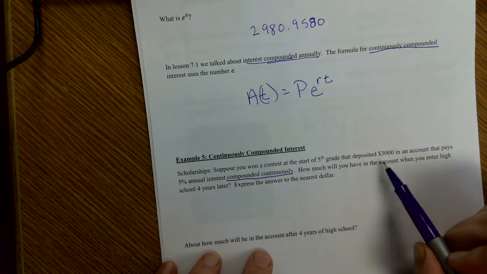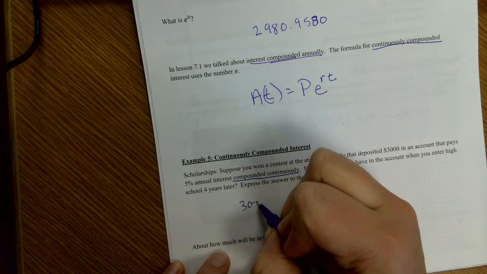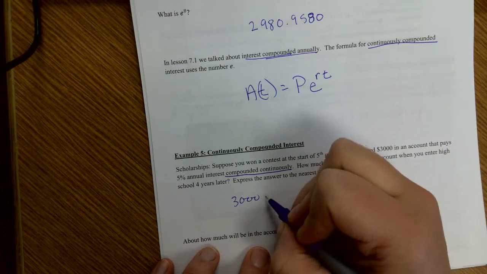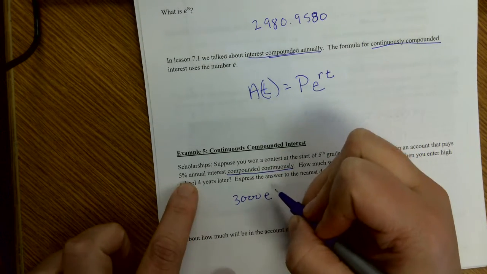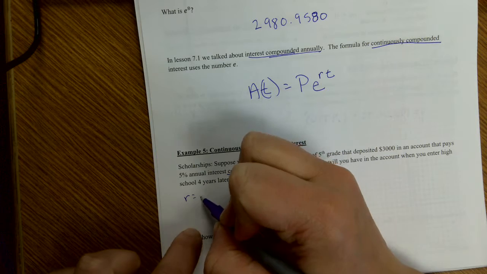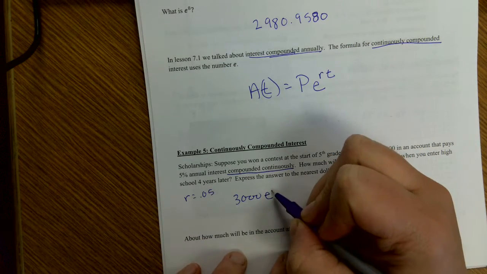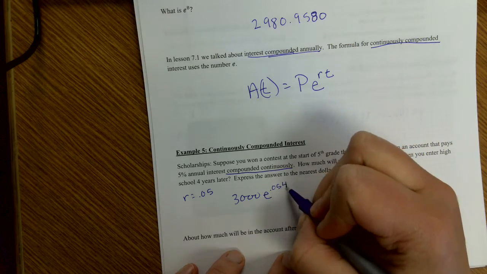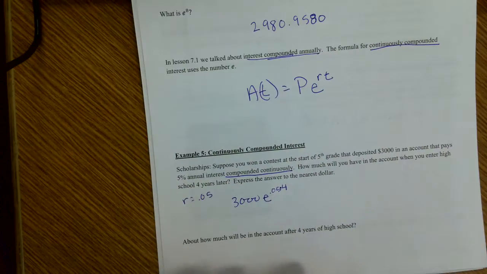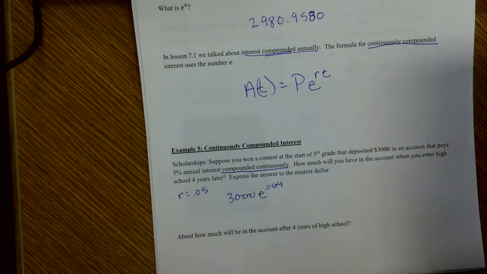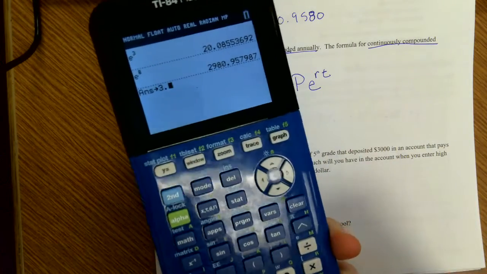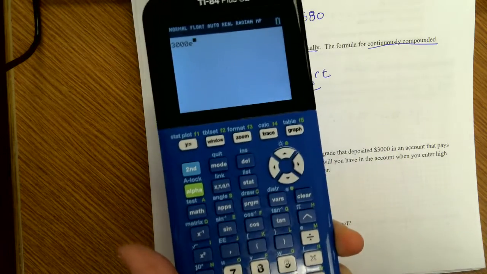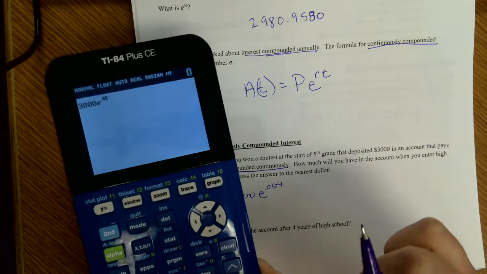So it's saying that you deposit $3,000, that's going to be your principal, this P value. It pays 5% interest, so times E to the rate, which you have to change to a decimal, so it'd be 0.05. And it's asking for 4 years, so times 4. If you type that into your calculator: 3,000, and then your E value, and then 0.05 times 4.